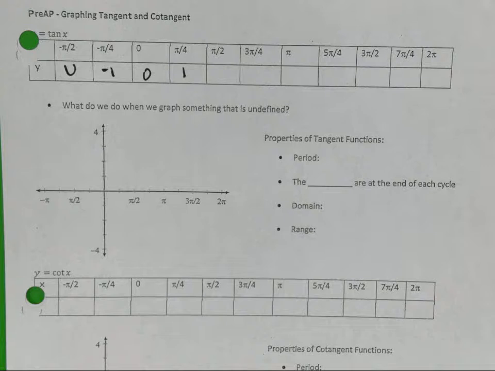Tangent of 3 pi over 4. What quadrant is 3 pi over 4 in? You go to 2. Which one's positive, which one's negative? Tangent is y divided by x, so what would be yours?